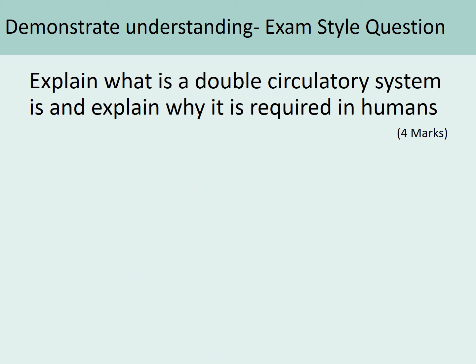Okay, the last bit for me, this is a relatively short lesson, is a 4-mark question from an exam. It says, explain what is a double circulatory system and explain why it is required in humans. It's going to be worth 4 marks, so you should be taking about 4 minutes, and we need to get 4 main points into it. So if you pause the video now and have a go at that. Okay, so grab a different colour pen or a pencil and we'll go through those answers.